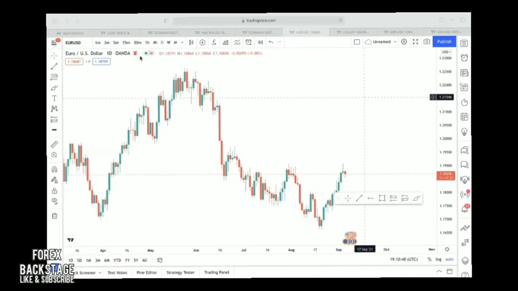Okay, currencies. So daily time frame, guys, and even on currencies, we use the same strategy. We analyze the same way.